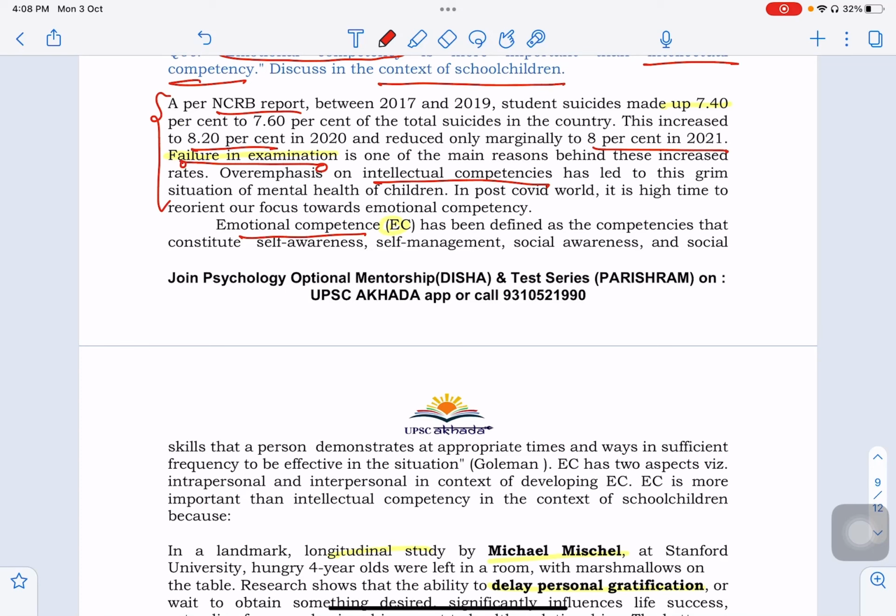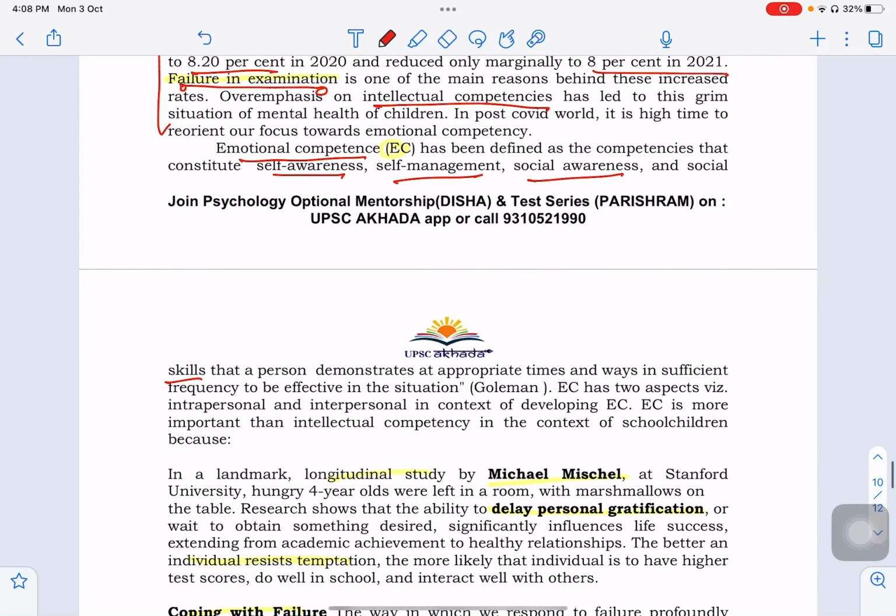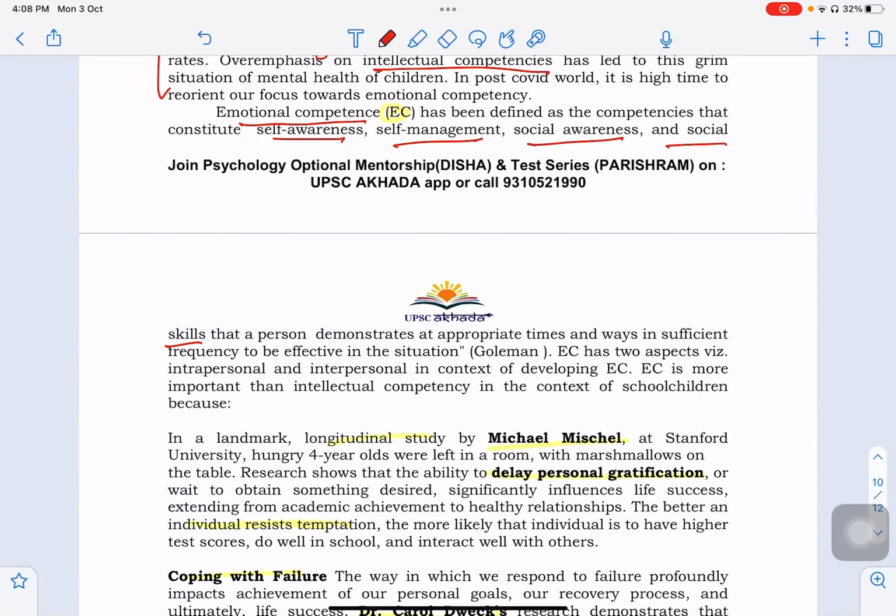Then in the next paragraph I defined what is emotional competency. These are the competencies that constitute self-awareness, self-management, social awareness, and social skills that a person demonstrates at appropriate times and in sufficient frequency to be effective in a situation. So how effective one is in a situation, and this definition is given by the government. And it also has two aspects, intrapersonal and interpersonal. For example, self-awareness and self-management are intrapersonal. Social awareness and social skills are interpersonal.